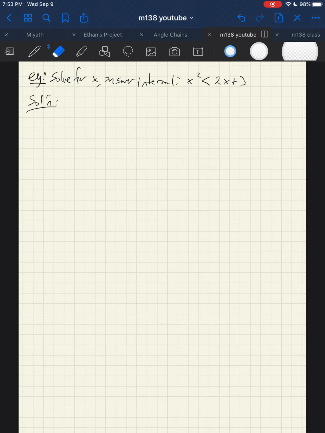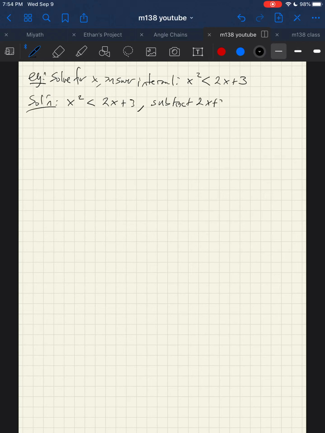So I'm going to try to solve and get a 0 on one side, and just because I like my polynomials to start with a positive coefficient, I'm going to move everything over to the left-hand side. So I've got x squared less than 2x plus 3, and I'm going to subtract 2x plus 3 from both sides. And this is going to give me x squared minus 2x minus 3 is strictly less than 0.